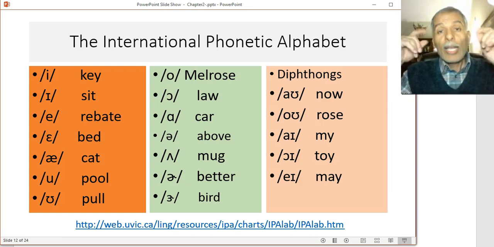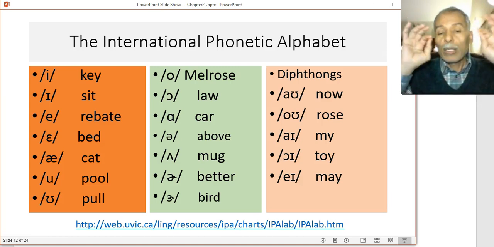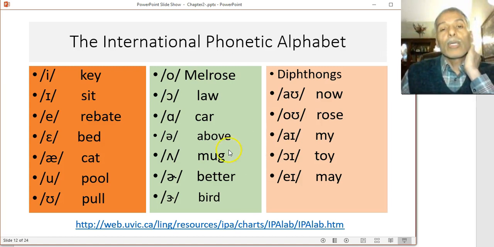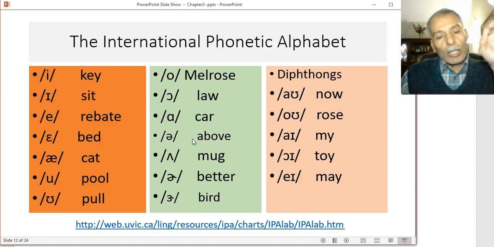So the schwa never comes in a syllable that has a primary stress. It never does. So when you say the word "above," the stress is on the other syllable. The schwa is a syllable by itself. So above, alone, a tone. Again, the schwa comes in a weak syllable. It never comes in a stressed syllable.